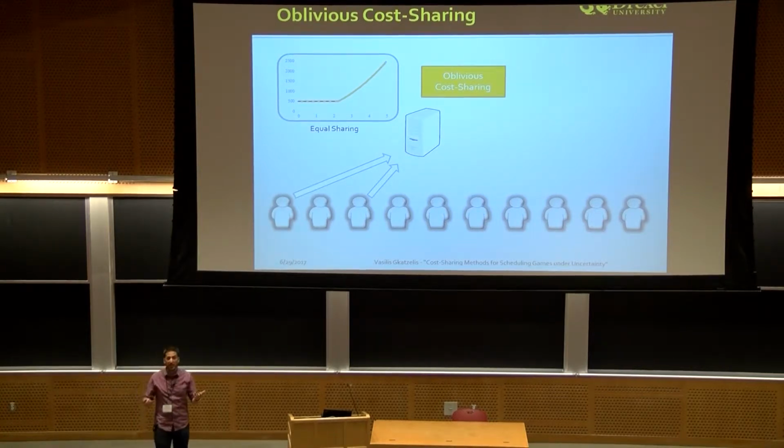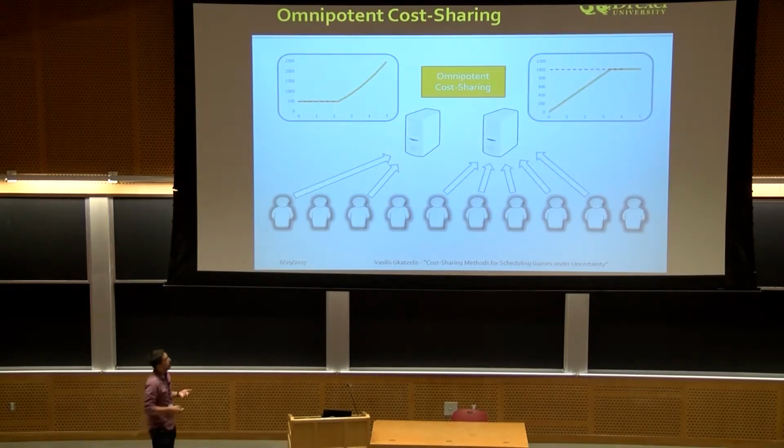The good thing about this is it's very scalable, very decentralized. When you add one more machine into the system, you don't need to care about the rest of the system. You just set it up. It doesn't affect anything else. The bad thing, of course, is you have limited power in designing your cost-sharing mechanism, so you might be unable to get better equilibria. On the other extreme, there's omnipotent cost-sharing, where you have full information.